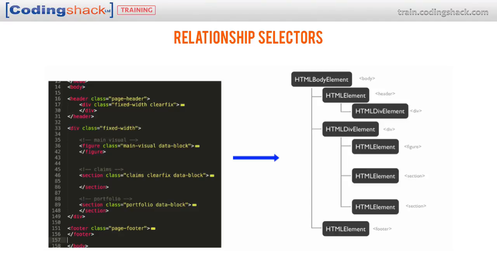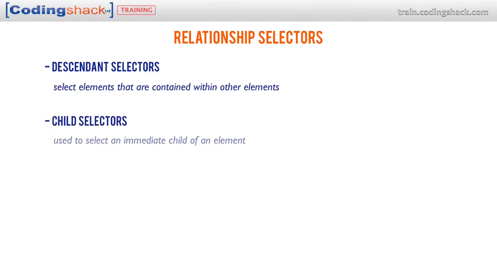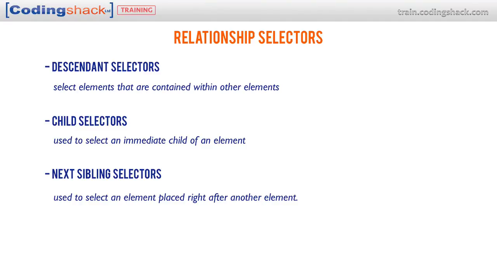CSS can use those relationships between the elements of the family tree, the HTML elements in your page, to apply styles to specific elements within the tree, based on their relationships with the surrounding elements. Let's see what we have got. We have descendant selectors that select elements that are contained within other elements, child selectors, used to select an immediate child of an element, next sibling selector, used to select an element placed right after another element.